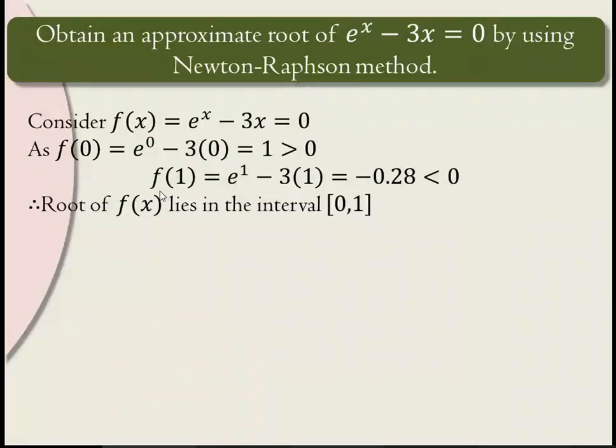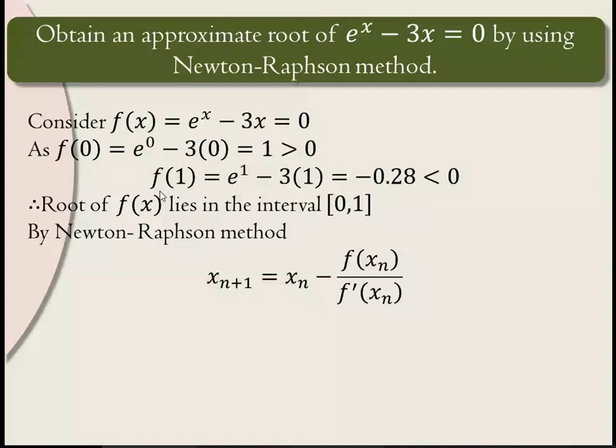So take any value between 0 and 1 as x naught, any value of your choice. There is no restriction. Better to take the midpoint. So use the Newton-Raphson formula: xn plus 1 is xn minus f of xn divided by f dash xn. Simple formula, a single formula for Newton-Raphson. So find the derivative of this function. The derivative of e raised to x is e raised to x. The derivative of minus 3x is minus 3. So this is now our formula, where n takes values 0, 1 and so on.